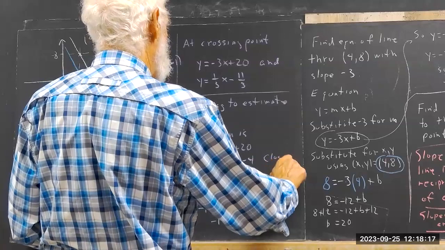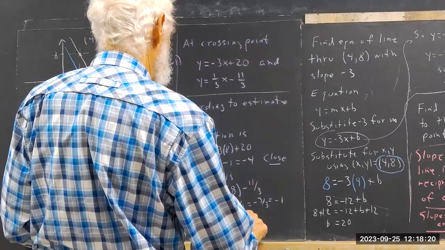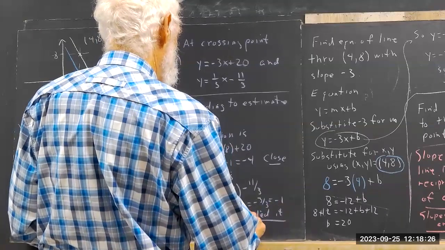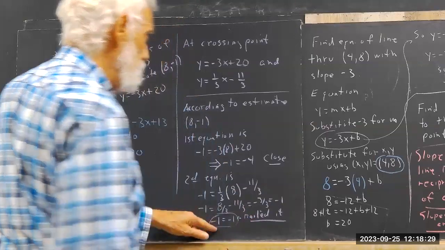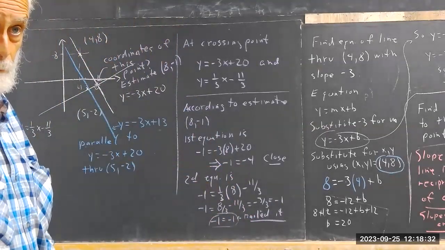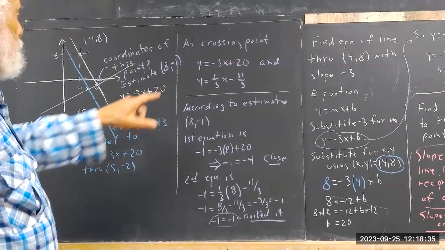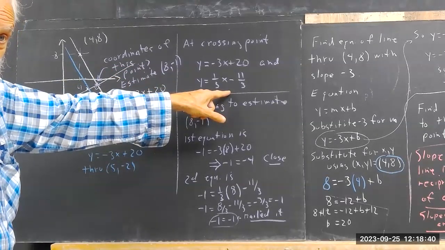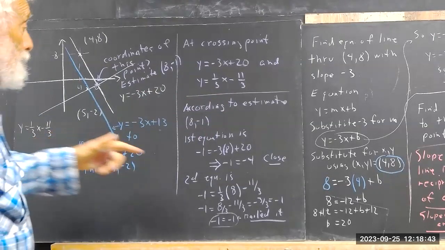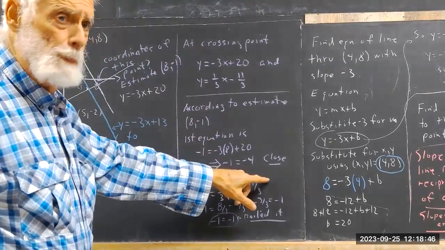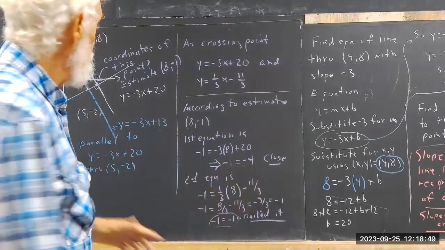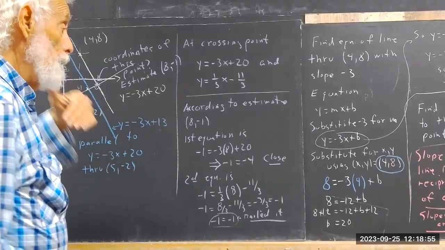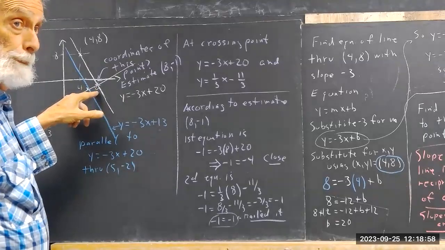This is close. This one, well, we nailed it. This is true. This isn't quite true. So what we conclude is this point 8, -1 actually lies on this graph because it satisfies this equation. It doesn't quite lie on this graph, although it's maybe kind of close. So if we draw a more careful picture of these equations, we can estimate what the crossing point is.